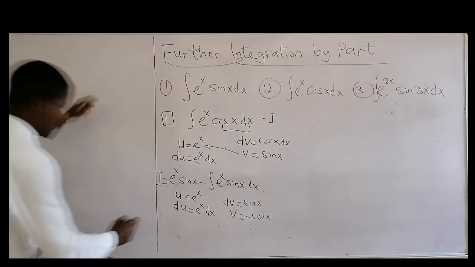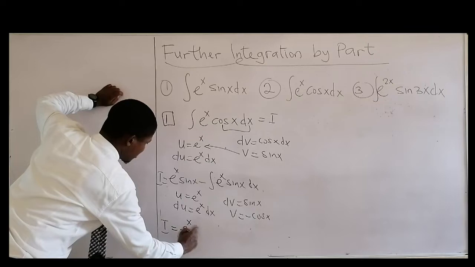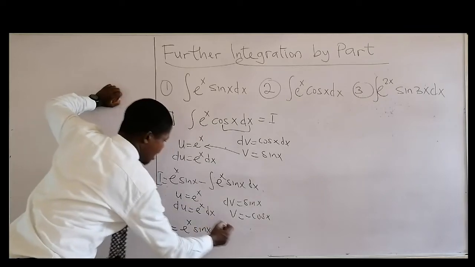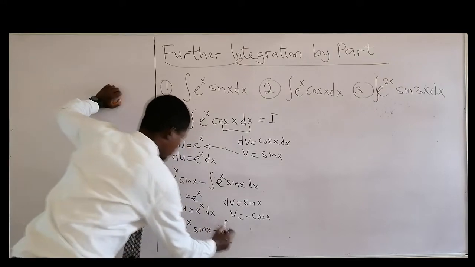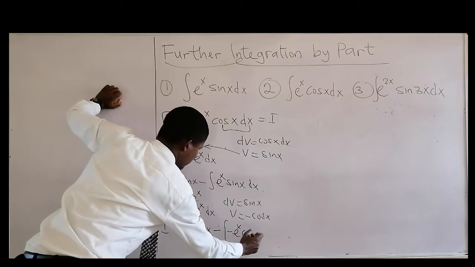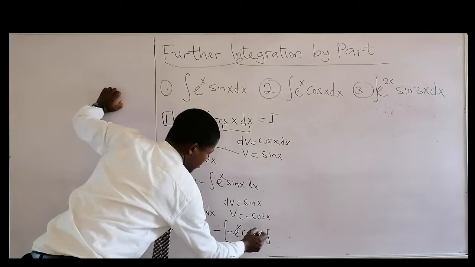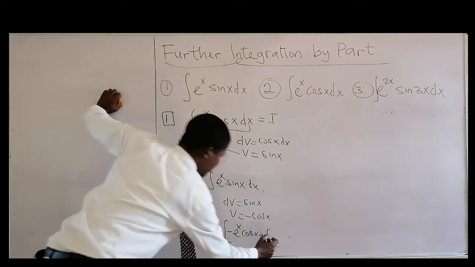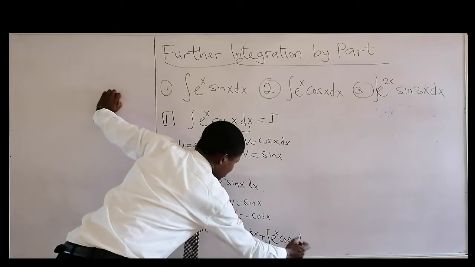So the next thing to do now: I is equal to e^x sin x, then minus. With this minus, I have to open the brackets. Okay, uv, which will be minus e^x cos x, then minus the integral of v. So it's having minus, so that will become plus. That's the cos x du, so that's e^x cos x dx.